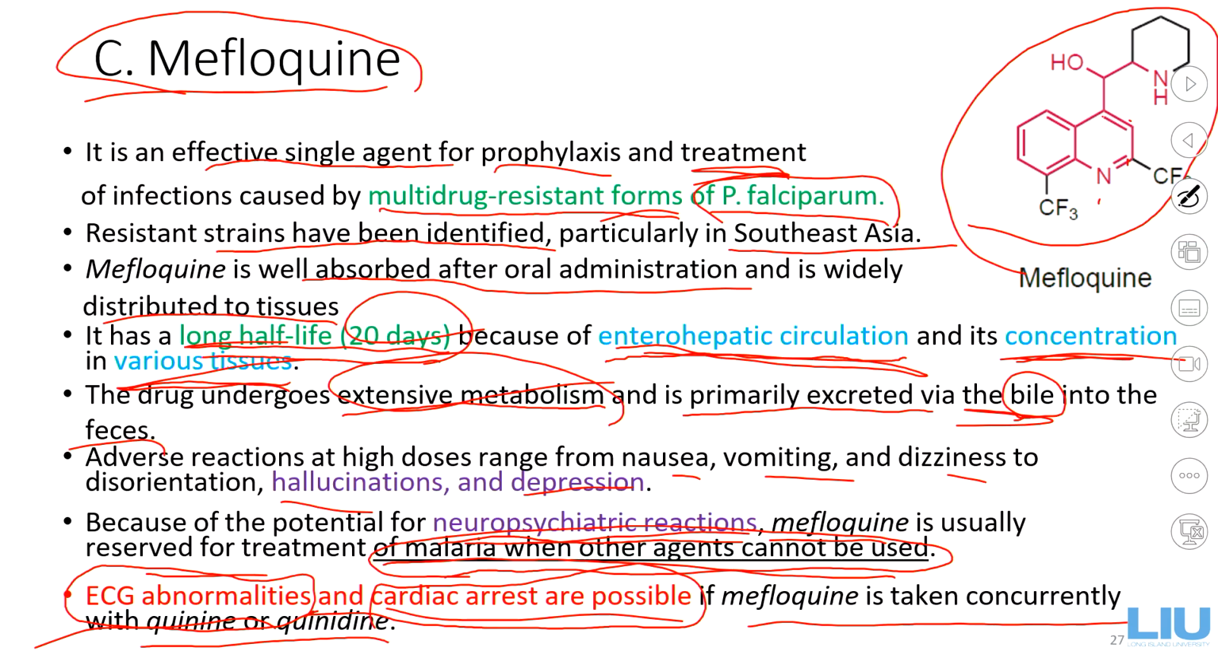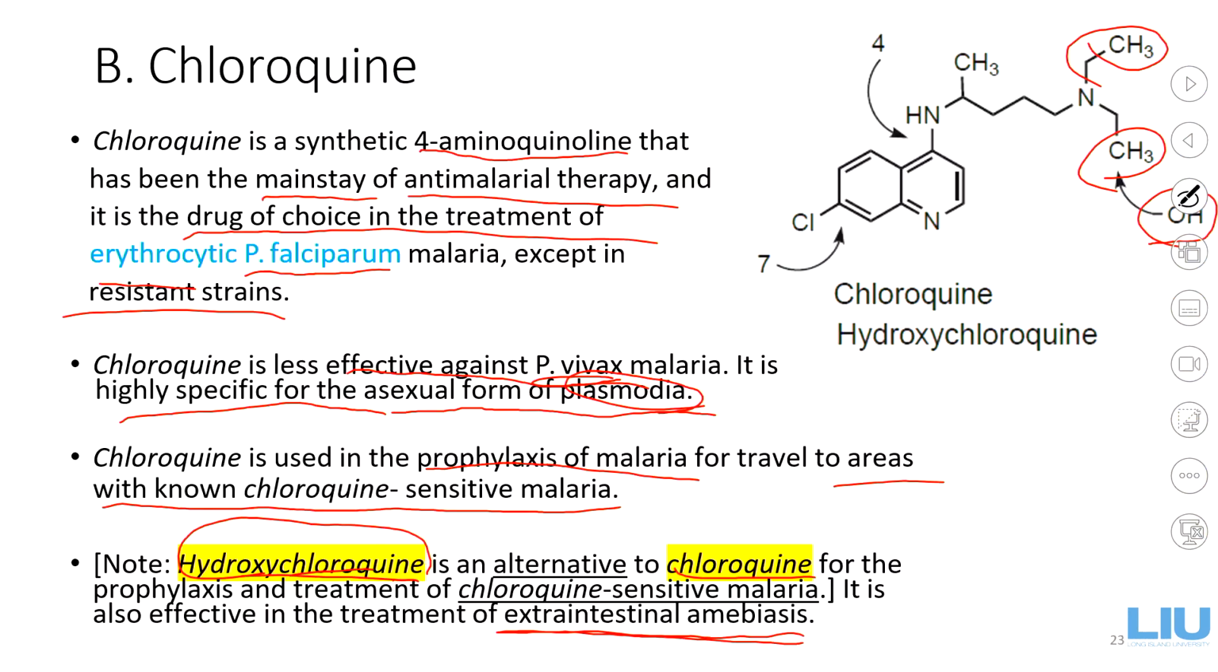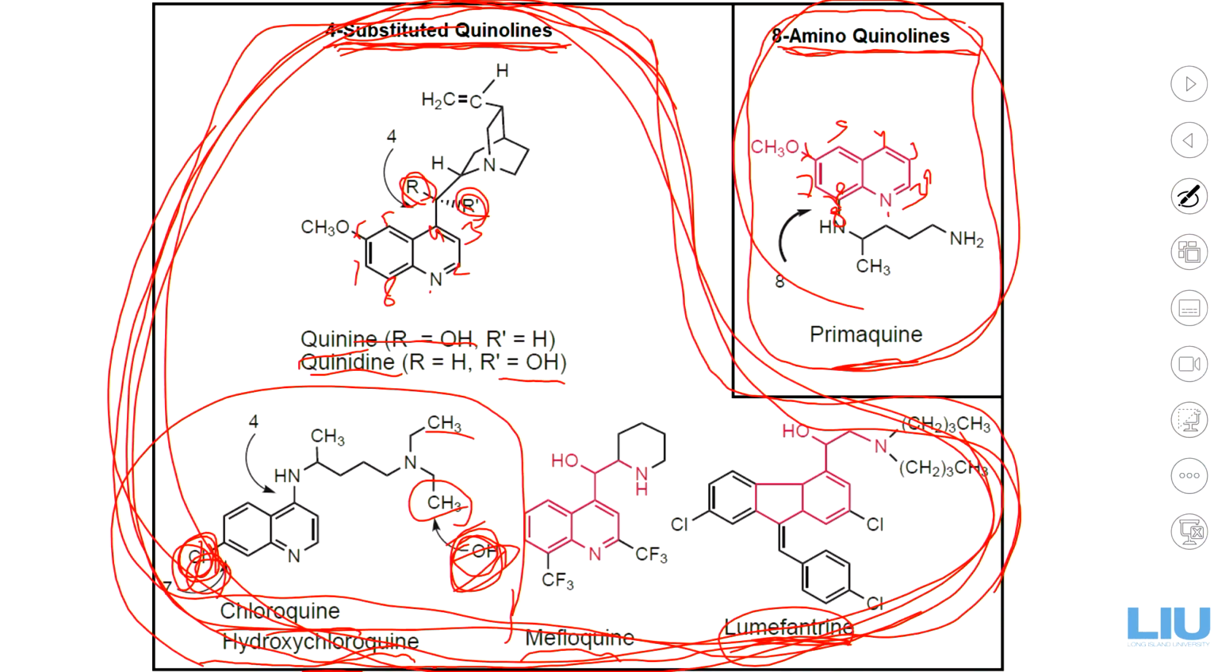I was just thinking, because chloroquine and hydroxychloroquine have a longer chain with the 4 substitution, versus mefloquine, which is a little shorter. Does this mean that maybe the oral bioavailability isn't that great for mefloquine, or is that not really true? I was just thinking that.